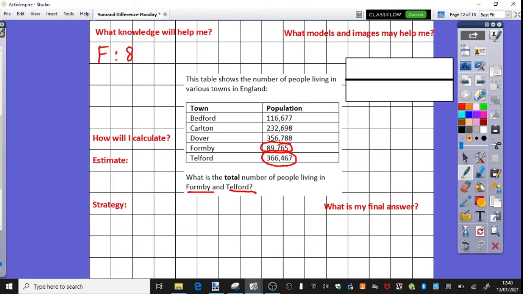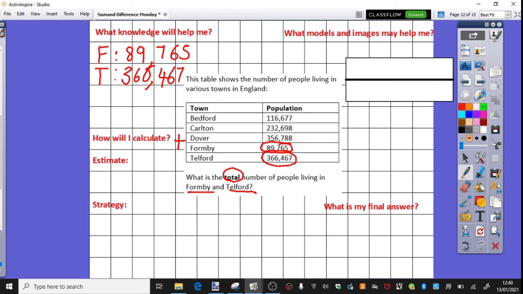So I'll put an F there for short. I've got 89,765 is the population in Formby, and in Telford it's 366,467, sorry, not very good with 6 there, and that's going to be really important today. Now, what I'm being asked to do then is to find the total. Now, to me, I know the total means to add. So how will I calculate? I'm going to need to add these together.